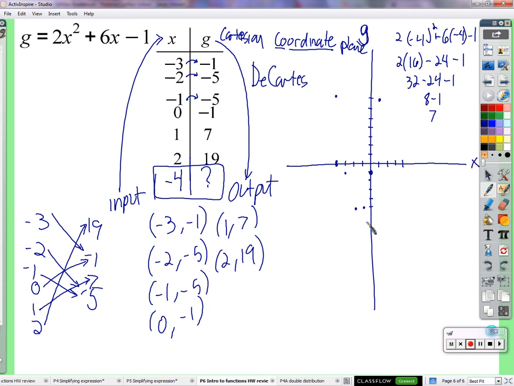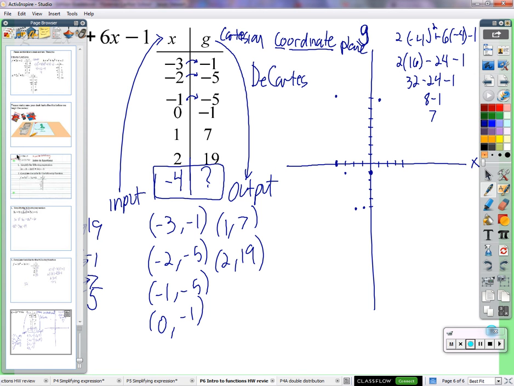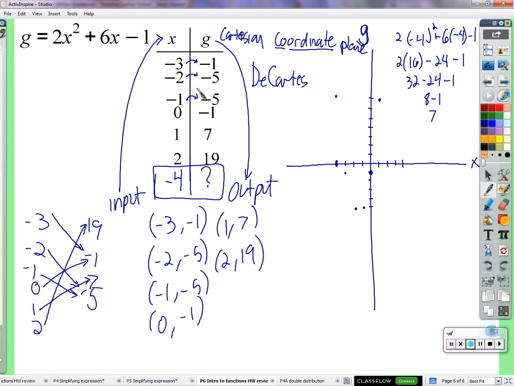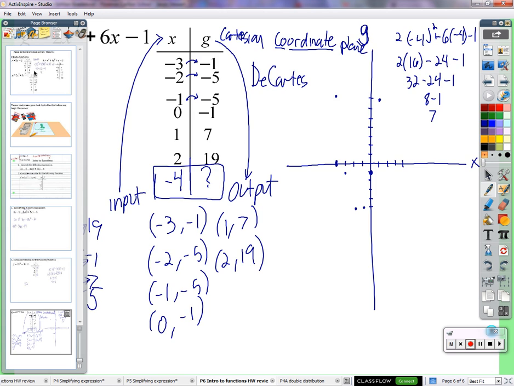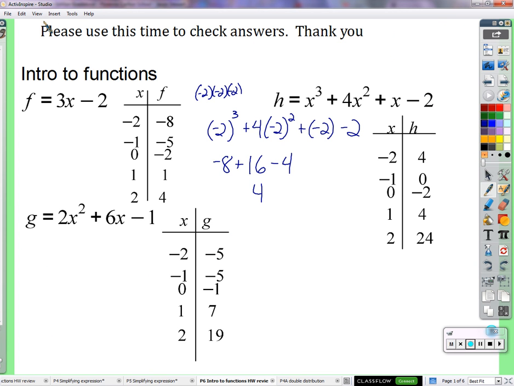For homework, what I want you to do is take those original three that we got from last class and make a graph. You don't have to do all this stuff. Make the coordinate plane. Turn those inputs and outputs that we got into points. So we take those inputs and outputs and make them into points on the coordinate plane.